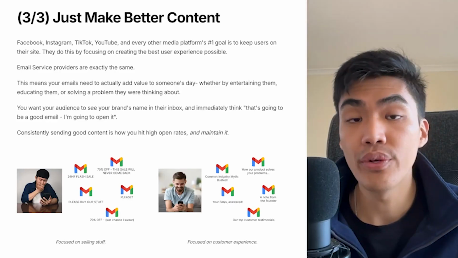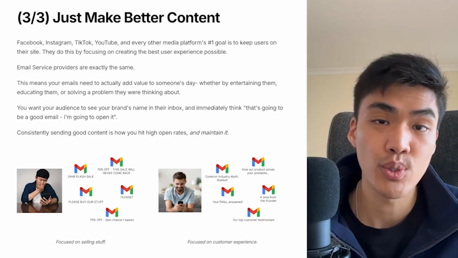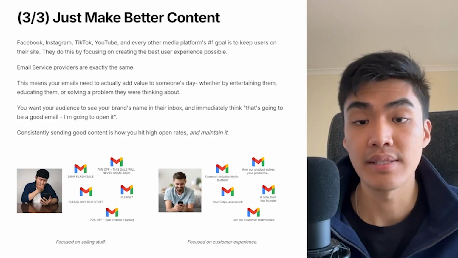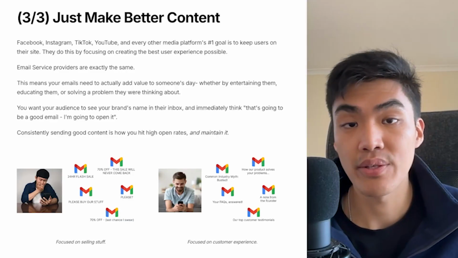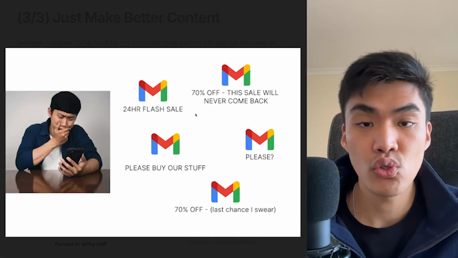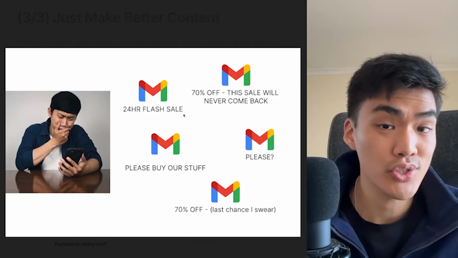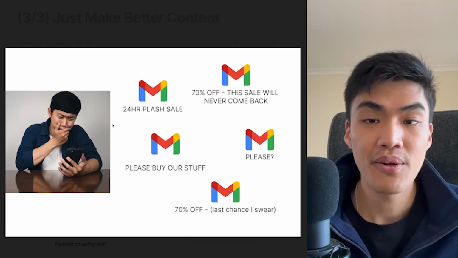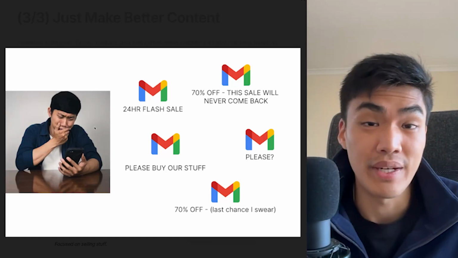Now, you want your audience to see your brand's name in their inbox and immediately think, that is going to be a good email, I'm going to open it. And consistently sending good content is how you hit high open rates and actually maintain them. So let's take a side-by-side comparison of these two guys' inboxes. If this is your brand here, where you're just constantly sending these types of emails, right? Flash sales, the sales are never going to come back, and then it comes back the next day or the next week. Of course, people are going to see your emails and be like, I don't really want to open that. I don't really want to engage with that.